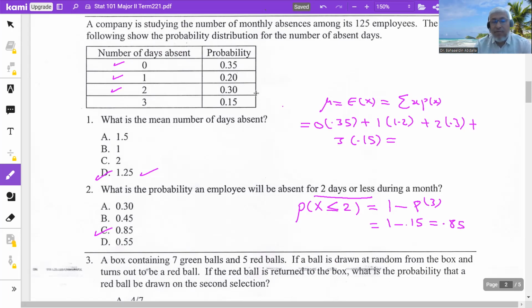Notice that for a probability distribution to be correct, if you add all the probabilities here, you should get 1. The sum of all probabilities is 1, and the probability of each X is between 0 and 1.